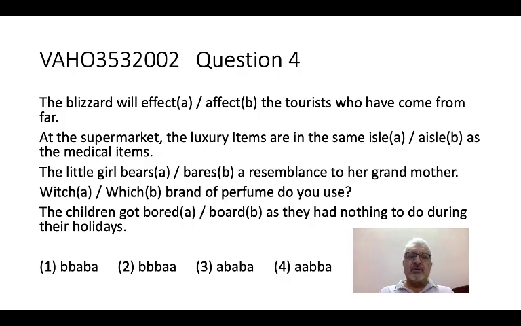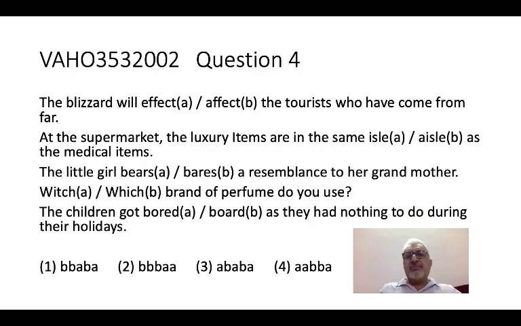Anyway, we talk about the blizzard will affect with A or effect with E, the tourists. Which word should be appropriate? Yes, affect with A. Because affect with A means to have an effect on something, it's used as a verb. Effect with E, we generally use as a noun. For example, smoking affects our lungs. When I say smoking affects our lungs, we are using it as a verb. But smoking has a bad effect on our lungs. So when I say bad effect, I am referring to the noun.